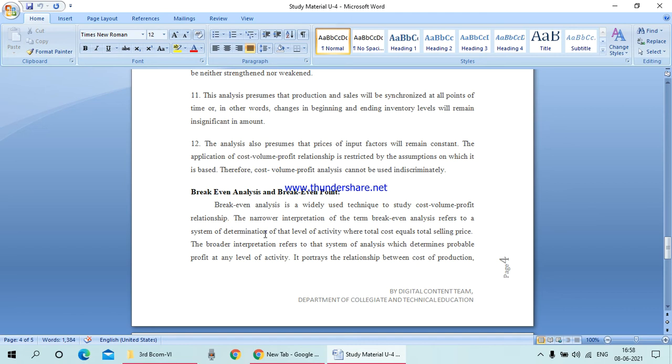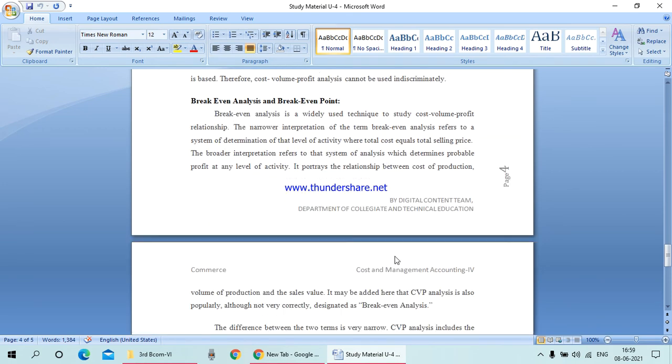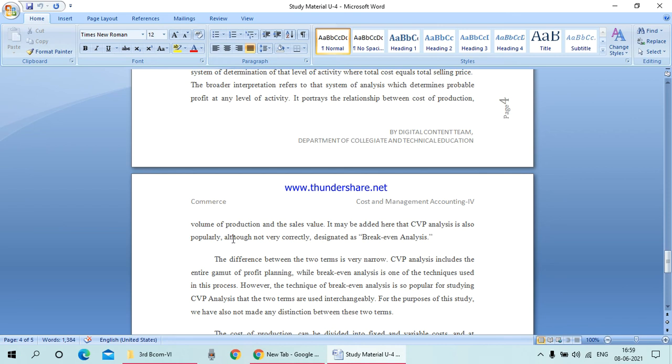So, break-even analysis refers to a system of determination of that level of activity where total cost is equal to the selling price. The broader interpretation refers to that system of analysis which determines probable profit at any level of activity. It portrays the relationship between cost of production, volume of production, and the sales value.